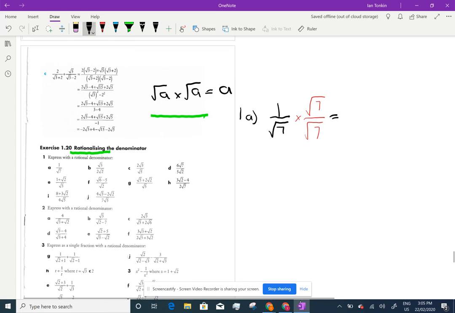On the top, we get root 7. On the bottom, we get root 7 times root 7, which is just 7. And that one's done.